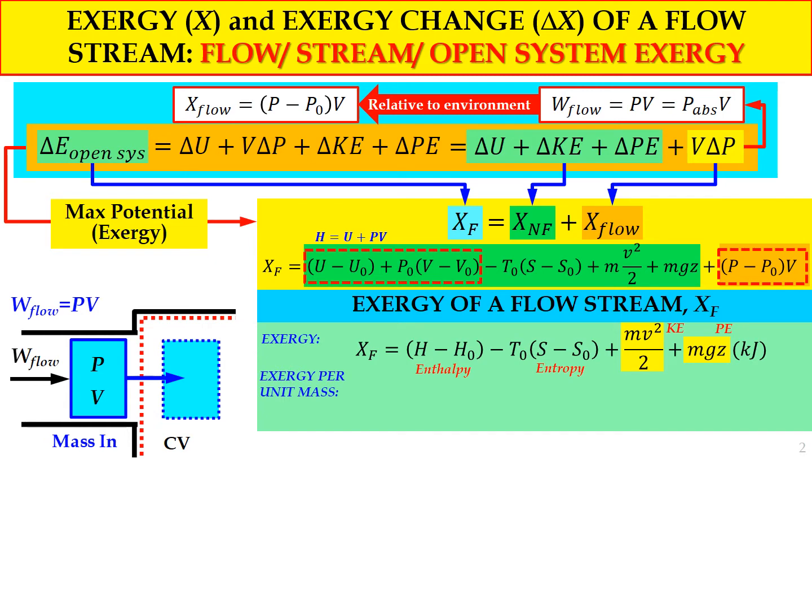Okay, so if we consider exergy per unit mass, we have this formula where we have psi. In terms of symbol, psi equals XF divided by m, equal to the specific enthalpy difference minus T naught multiplied by the specific entropy difference, plus the term for kinetic energy and also the term for potential energy, and the unit will be kilojoule per kg, because the formula is XF divided by mass.